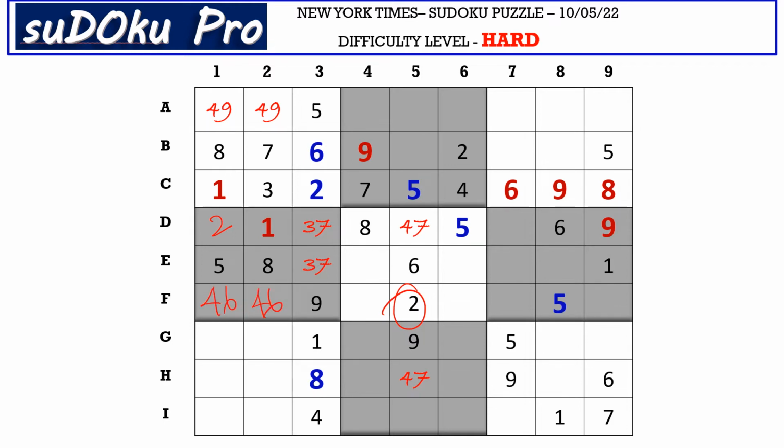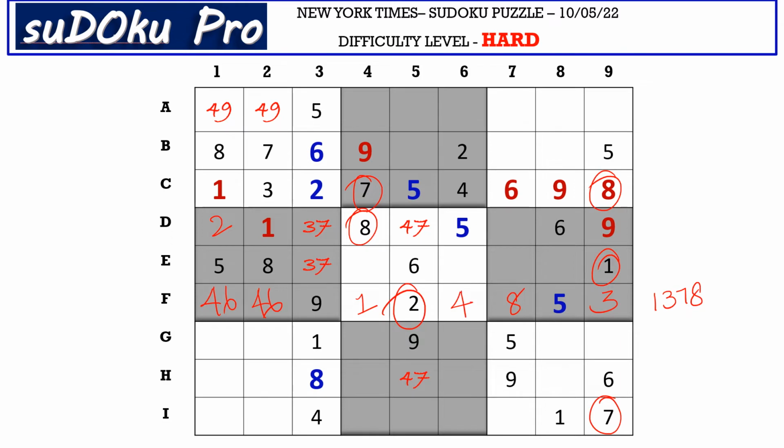Now in F row there are only 4 empty cells and the missing numbers are 1, 3, 7 and 8. Here you have 1, 7 and 8 blocking this cell. So F9 takes 3. There is 8 here which blocks these two cells. So 8 goes here in F7. Now the missing numbers are 1 and 7. There is a 7 blocking from here. So F4 takes 1 and F6 takes 4.